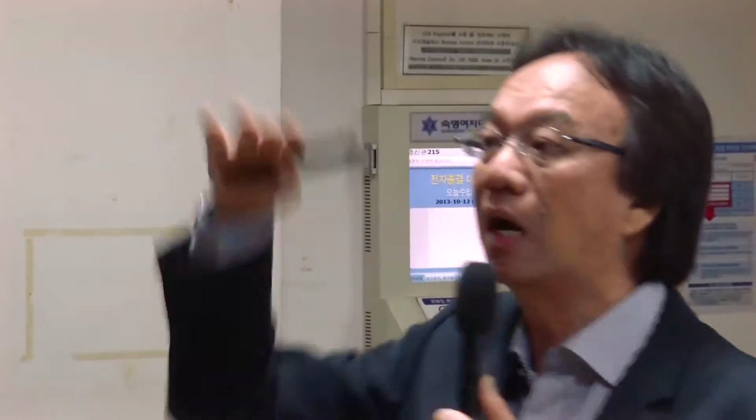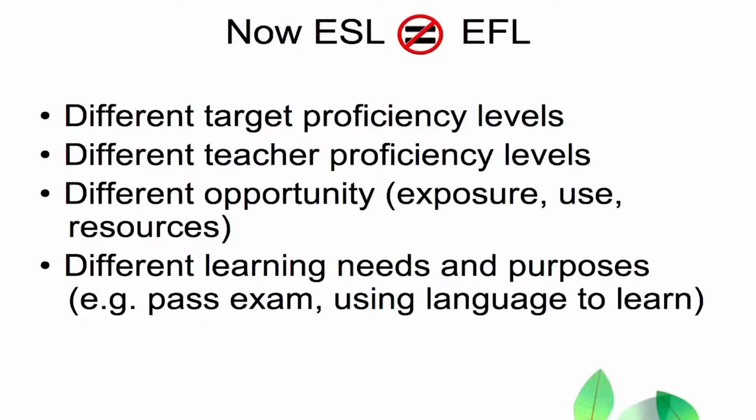So in terms of target level of attainment, EFL is very much different from ESL. I think we can expect a higher target level in the ESL situation. Different teacher proficiency levels, I think that is very clear. I just explained that to you. And different opportunity to learn and use the language. The amount of exposure is different. The opportunity to use the language is different. The resources are also different.